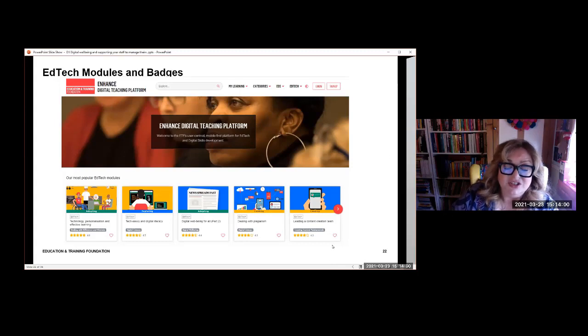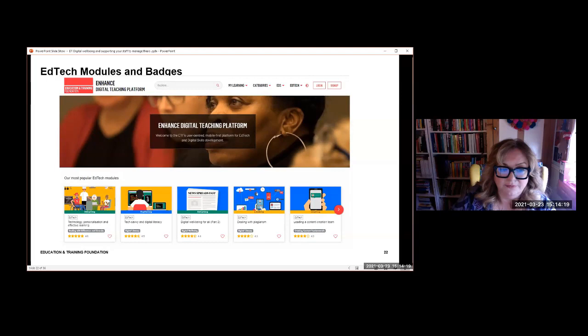So in addition to these tools, there's lots of support and learning on the ETF's Enhance website, which I'm just going to take you for a look at now. If you could put edtech.etfoundation.co.uk, I've said that wrong, hold on, I'm going to put it in the chat. We're just going to have a look at it. If you could get yourself on there, that would be brilliant.